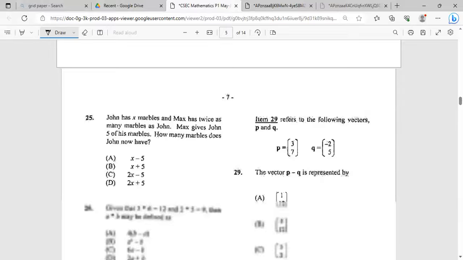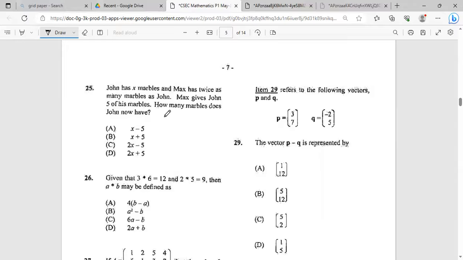If John has x marbles, and I remember one girl texted me about this one and said, sir, I don't think it's right. And when I showed her, she said, oh, I wasn't thinking about it. Just write the information, guys. I always say that to you guys. So that's a 2x, right? And he said Max gives John 5. So Max is minus 5, and John receives 5. That's how you could look at it, right? And then they say, how many marbles does John have? So they want John, not Max. So John, it'll be x plus 5.